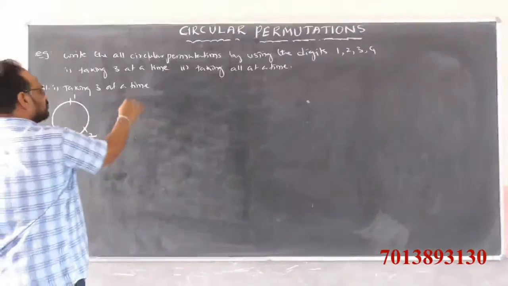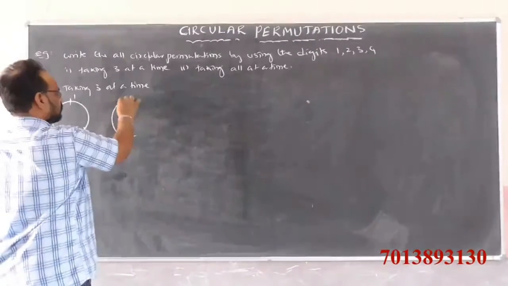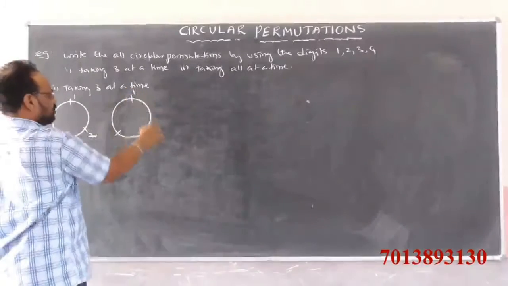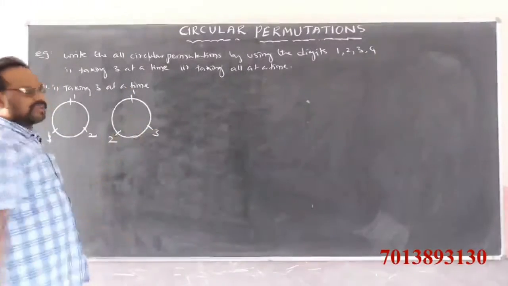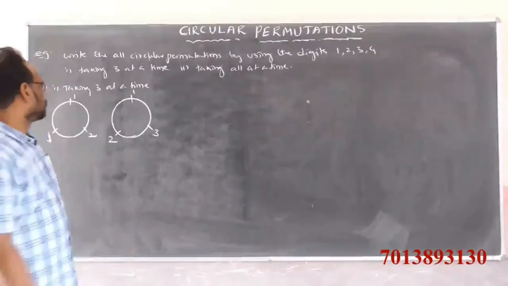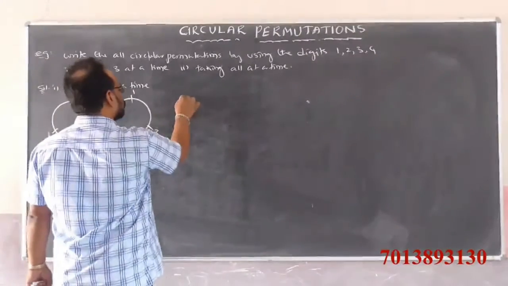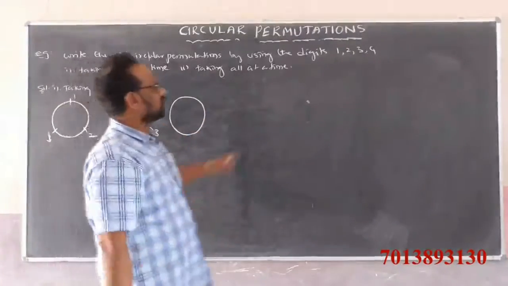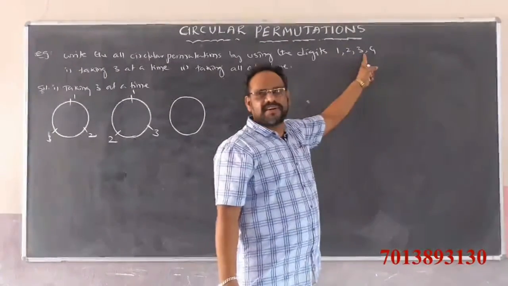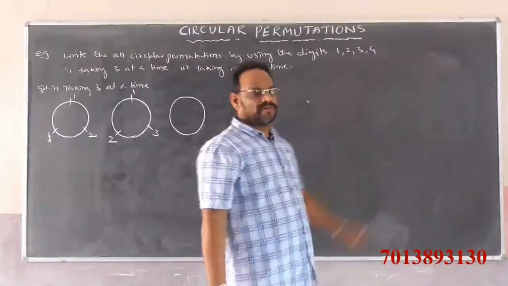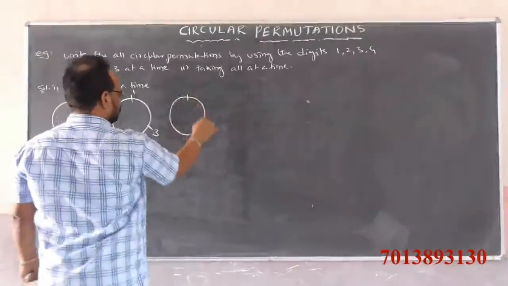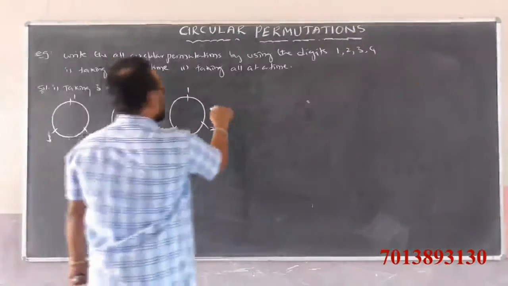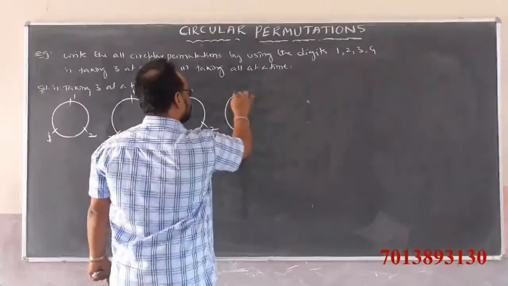And 1, 3, 2. This is the second permutation. Next, take again three digits. 1, 2, 3 is completed. Take 1, 2, 4. And the second one is another permutation.